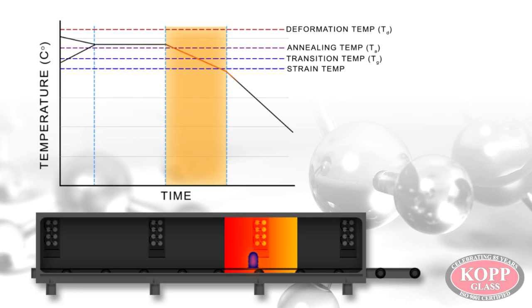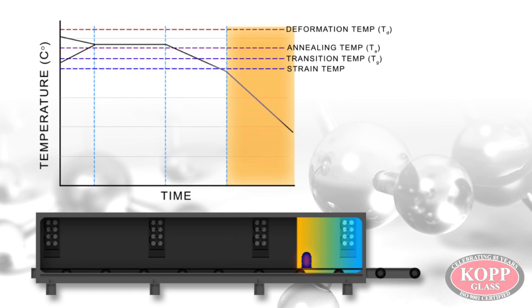The cooling of the glass occurs between the annealing temperature and the strain temperature. This period is the most important part of the cooling process, which must allow for the outside and the inside of the glassware to cool at the same rate.